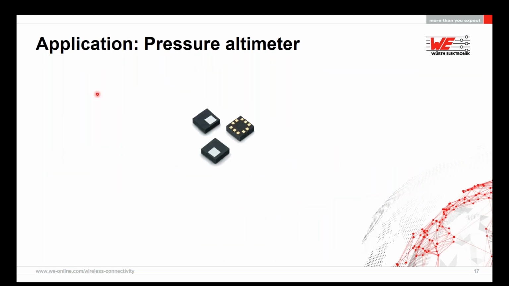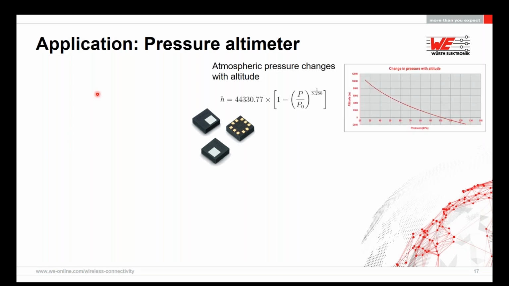Now let's move forward with the application of these sensors. First is the application for the absolute pressure sensor. Altimeter is one of the most popular applications for absolute pressure sensors. An altimeter basically measures the height, because air pressure and altitude or height have a relationship as mentioned in this figure.